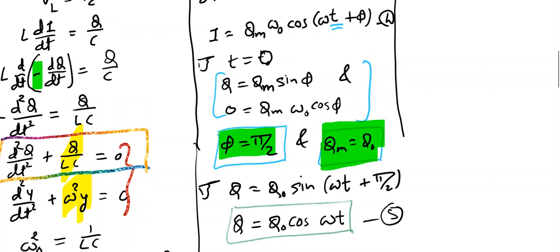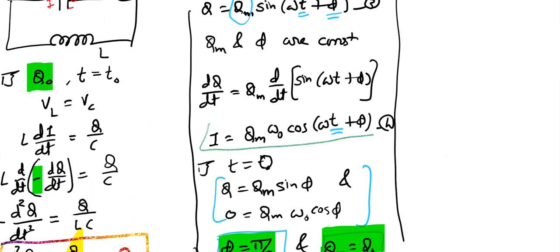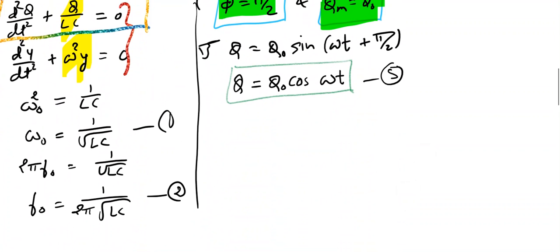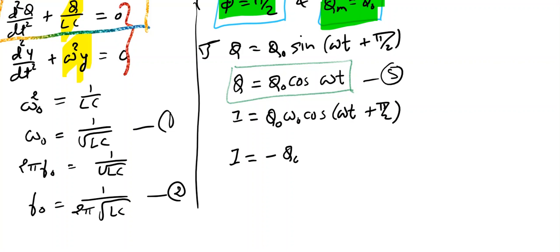And similarly, in the equation of current, if I replace this qm with q0 and phi with pi by 2, what do I get? So then I have I is equal to q0 omega 0 cos omega t plus pi by 2. Now cos omega t plus pi by 2 means you are going into the second quadrant where cos is negative, and hence the equation is minus q0 omega 0 sine omega t. Let this be the sixth equation.